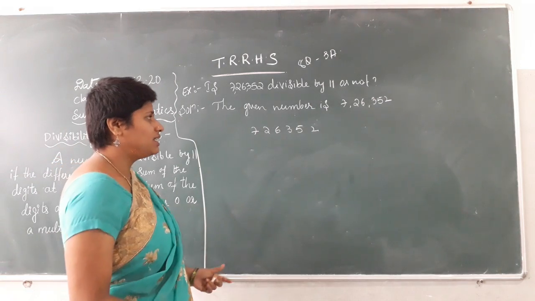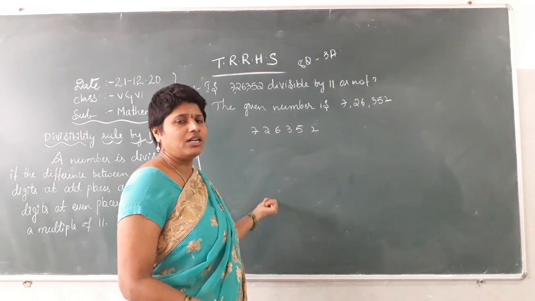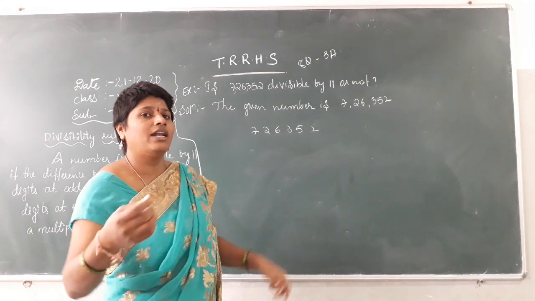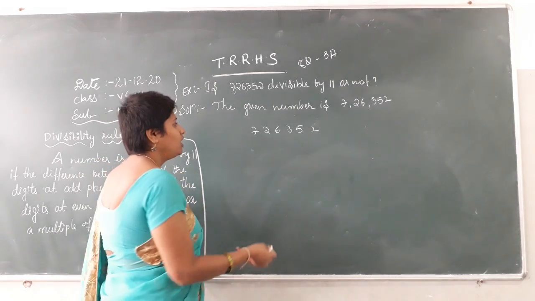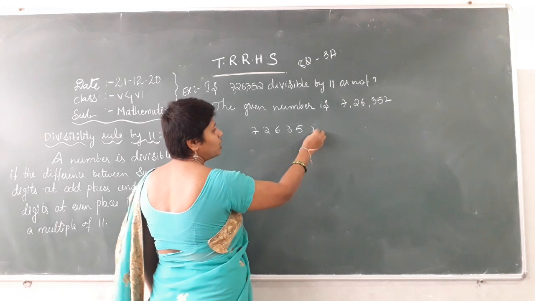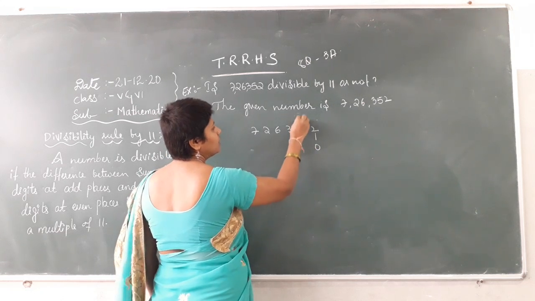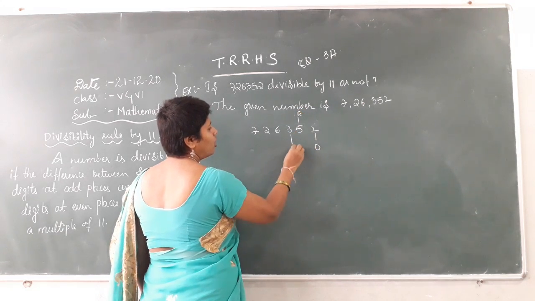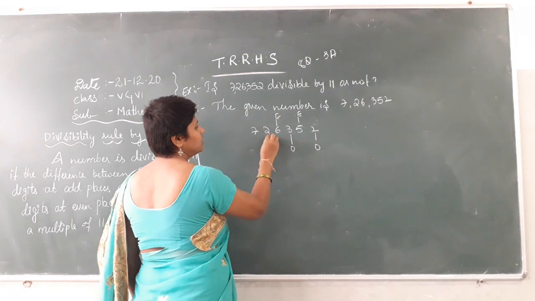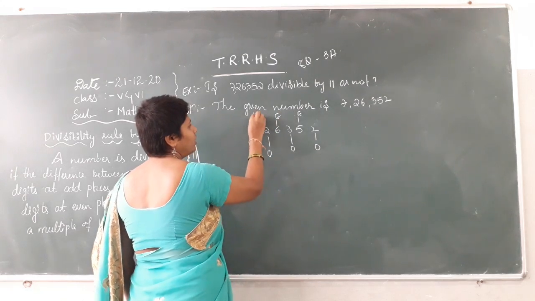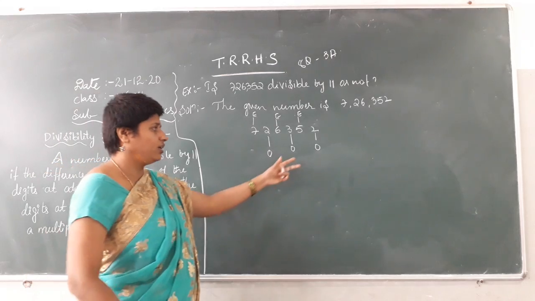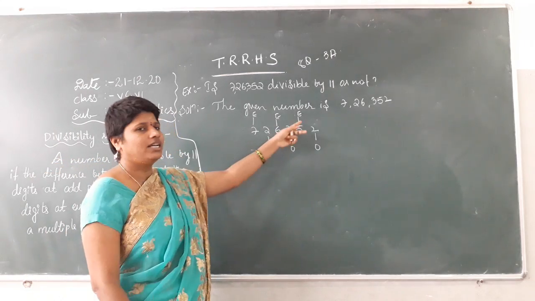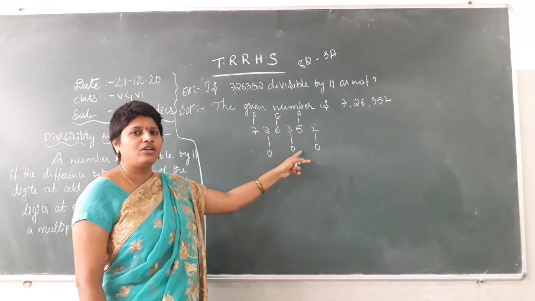So in the last class I discussed one method, and today in class I am going to discuss another method. Whichever you feel is better, you can go with that. Now, this is your odd place, even place, odd place, even place, odd, even. So like this you separate the odd digits and even digits from right to left.